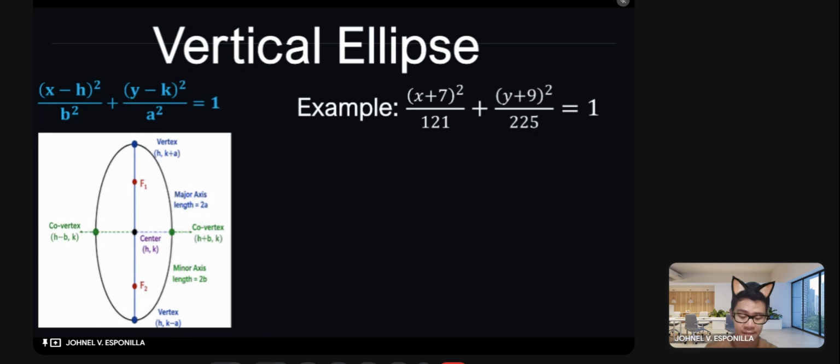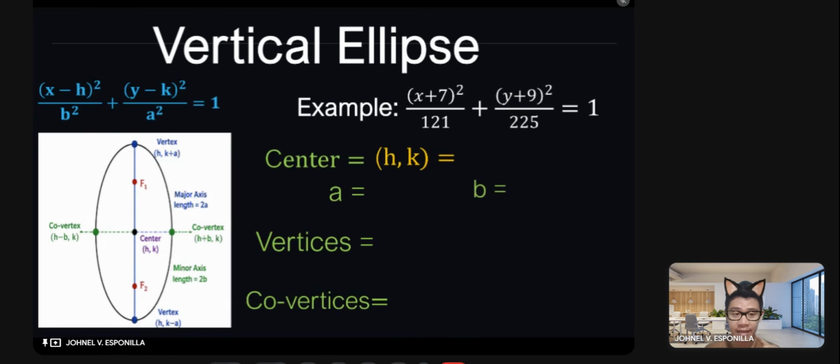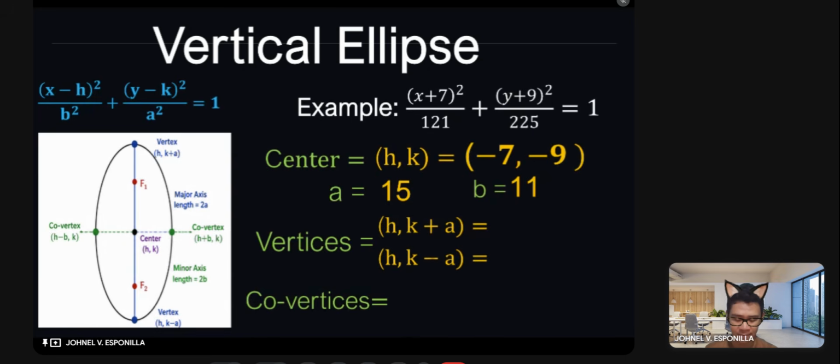So verify ulit natin. Between 121 and 225, 225 is bigger, which is under y term, thus it is vertical ellipse. So ano yung center natin? The center is -7, -9. Ano yung A? Square root ni 225, and that is 15. How about the B? Square root ni 121, which is 11. Again, mas malaki si A compare kay B.